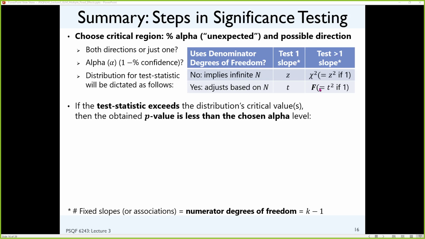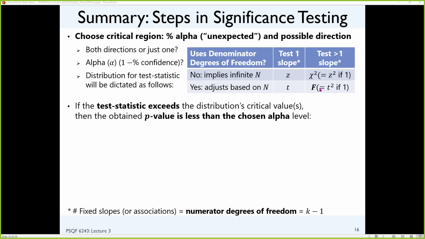And that's why I told you in homework 2 that you could ignore the rest of that whole table, because you only had one slope in homework 2. So if that slope's t is significant, you can be certain that the model's f is significant, because it's literally telling you the same thing. T squared is f if you have one slope.